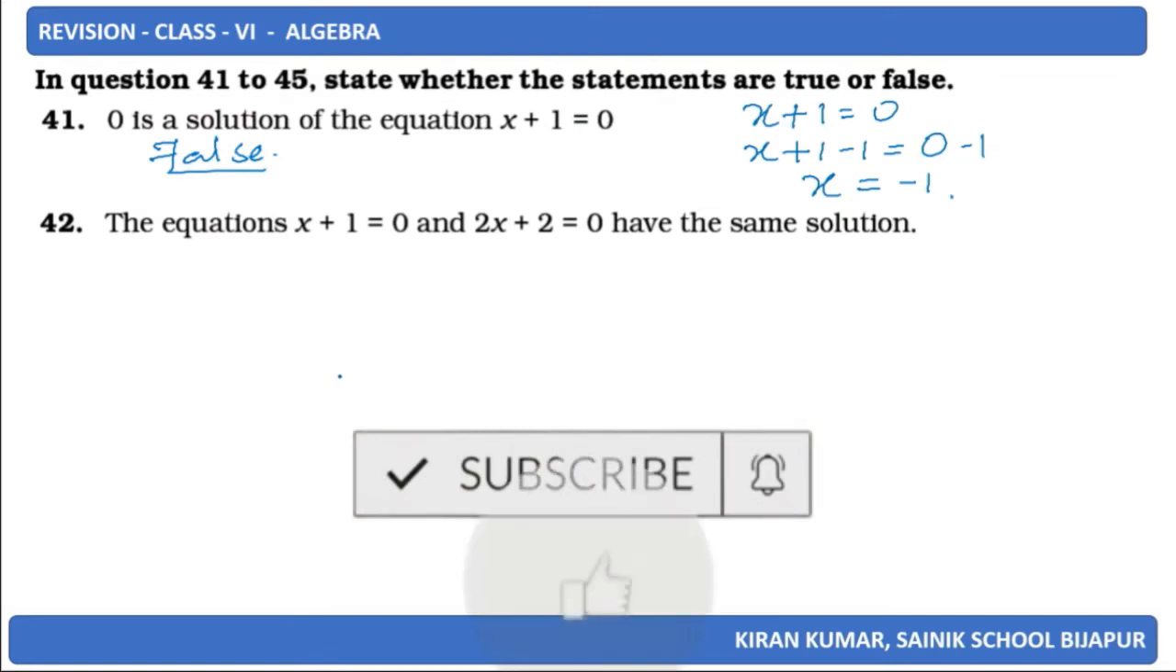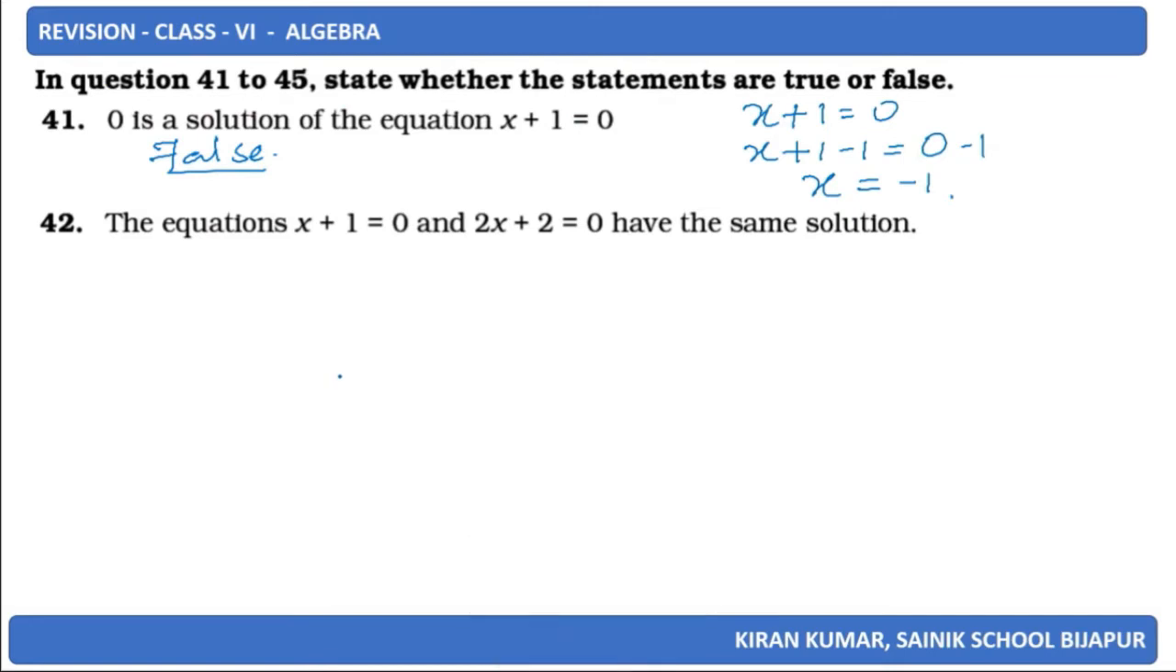Question 42. The equation x plus 1 equal to 0 and 2x plus 2 equal to 0 have the same solution. Let us solve both the equations to identify whether they have the same solution or not. x plus 1 equal to 0. If I subtract 1 from both the sides, I'll be getting x value as negative 1.